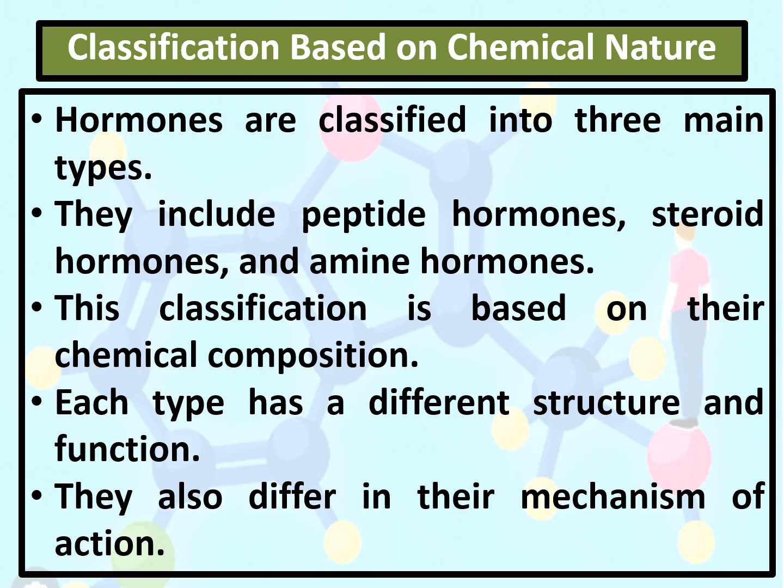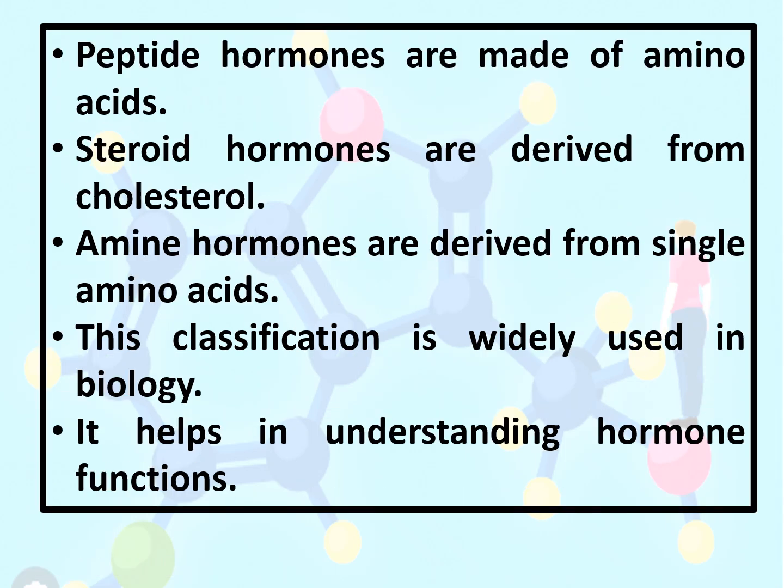This classification is based on their chemical composition. Each type has a different structure and function. So hormones definitely have diversity. They also differ in the mechanism of action. Definitely, since the site is different, the target organ is different, there will be a difference in the mechanism of their action also. Peptide hormones are usually made up of amino acids.